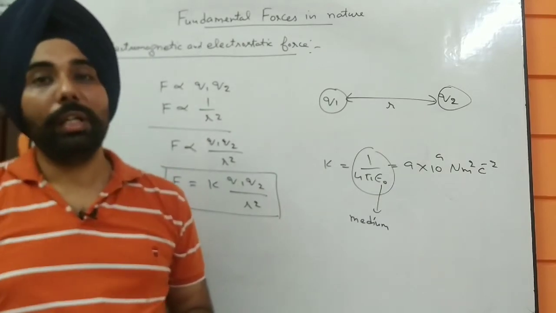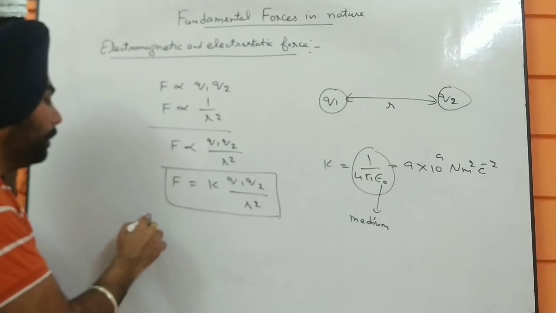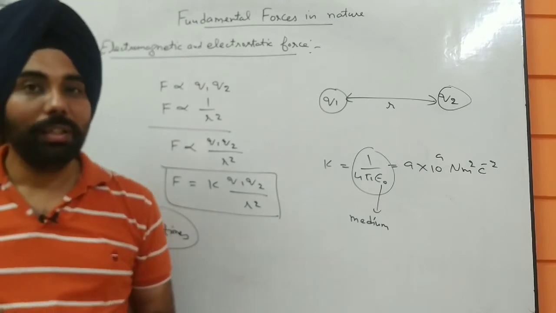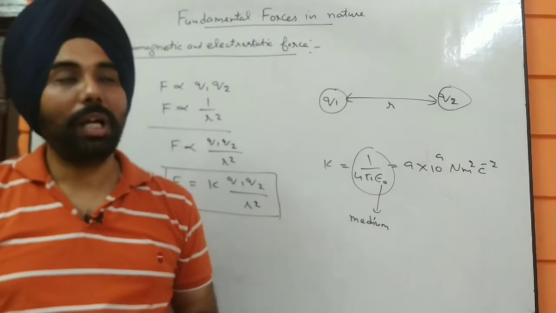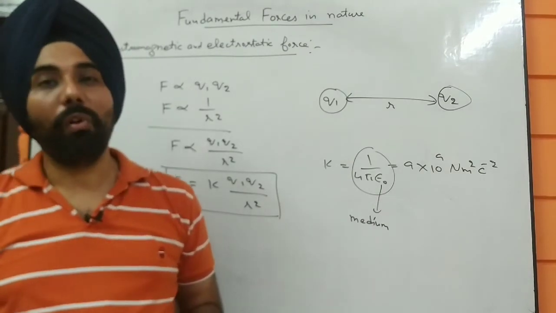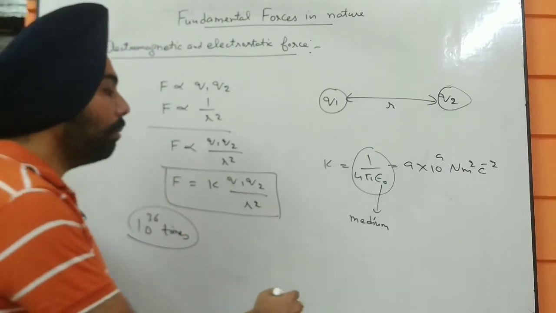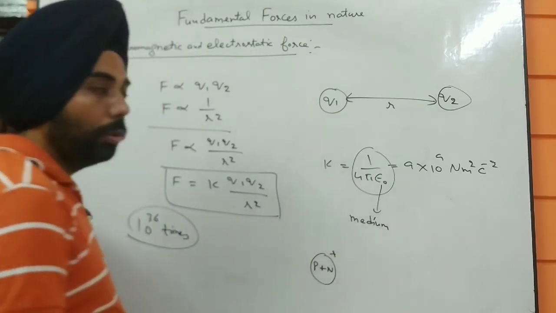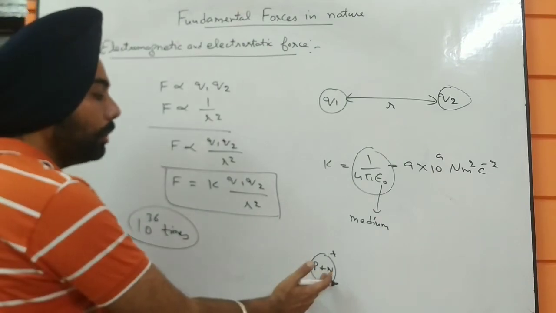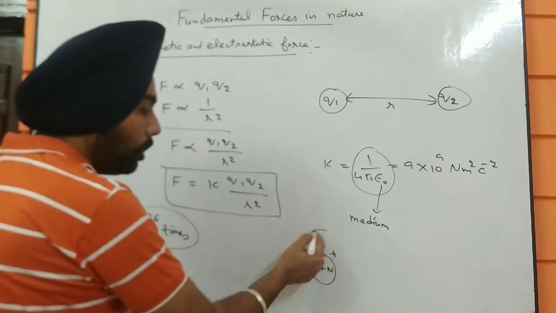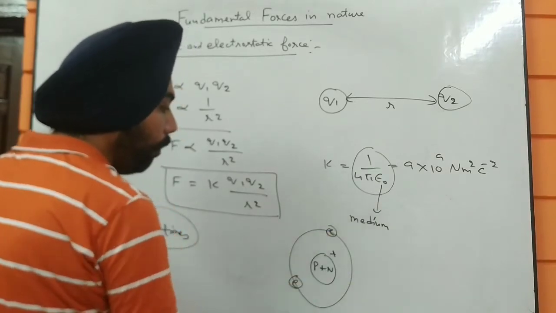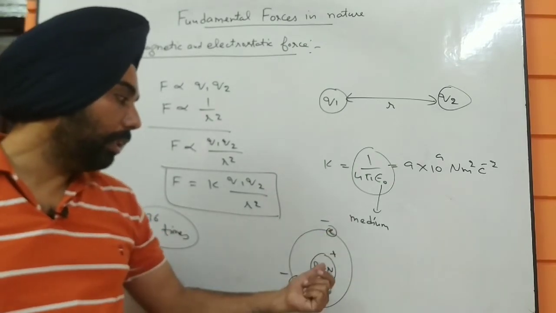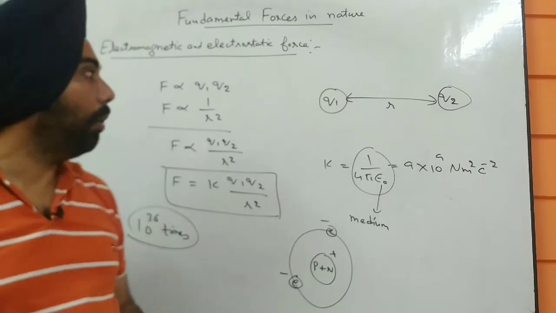And the main point is that this force is 10 raised to power 36 times stronger than the gravitational force, which means its force is very strong. If you want some examples of this force, one is the electron revolving around the atom. As you know, every atom has a nucleus, and the nucleus has protons and neutrons. The nucleus always has a positive charge, due to the protons, as the neutrons are neutral in nature. Similarly, the electrons revolve around the nucleus and have a negative charge. The force of attraction between the positive nucleus and the negative electron is a perfect example of this force.